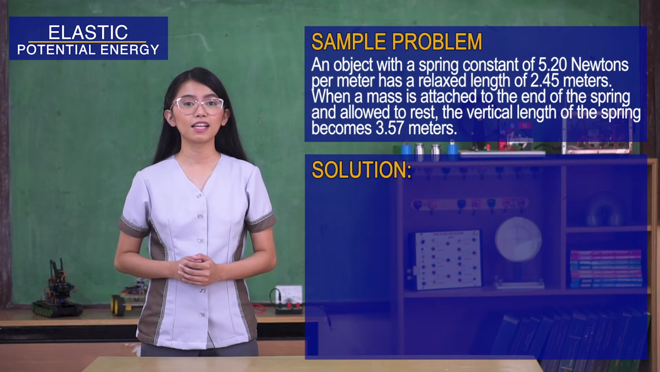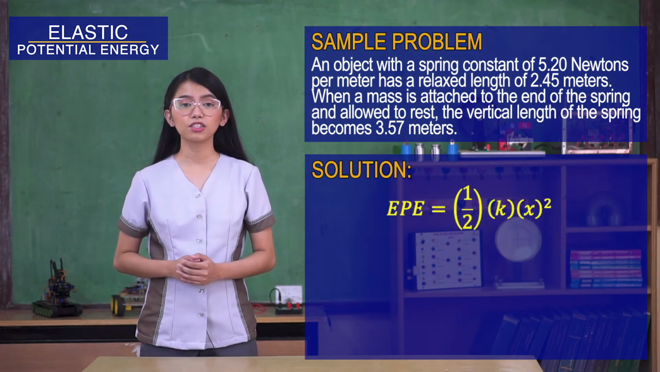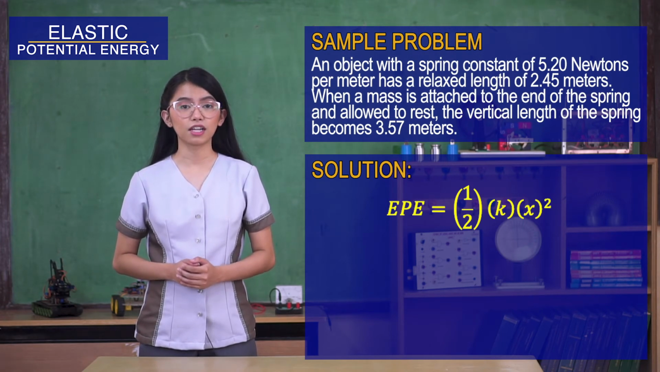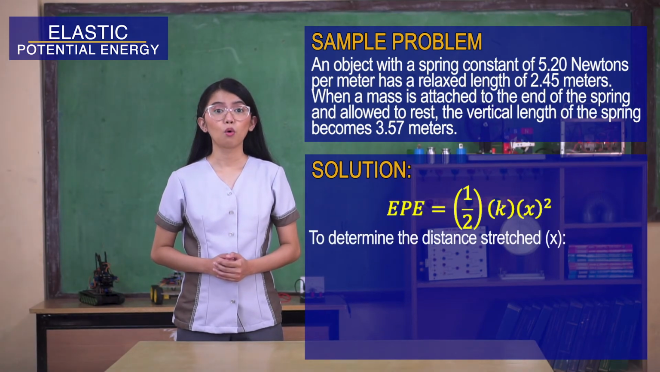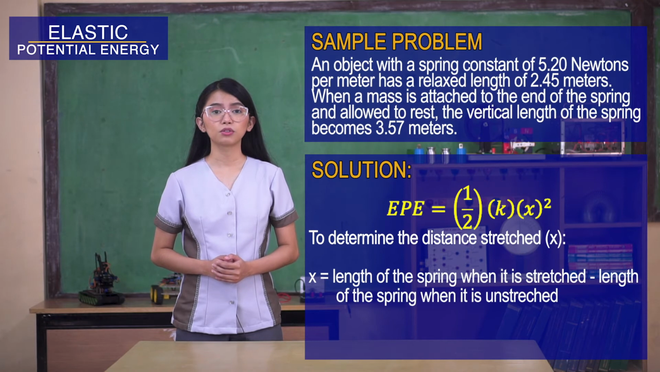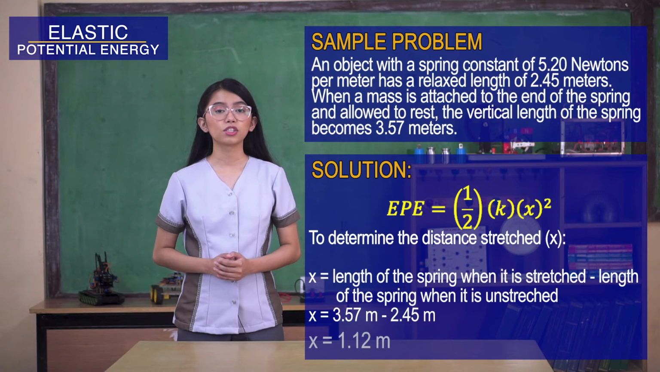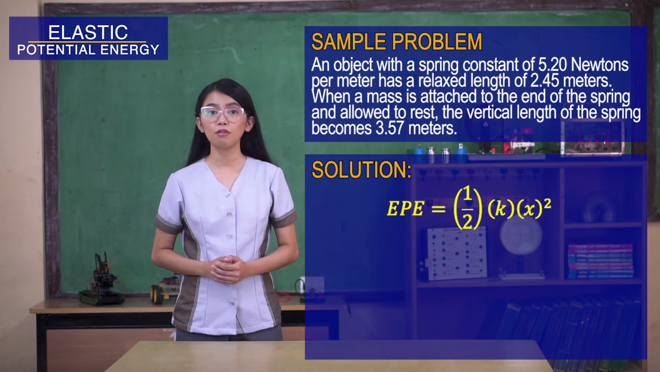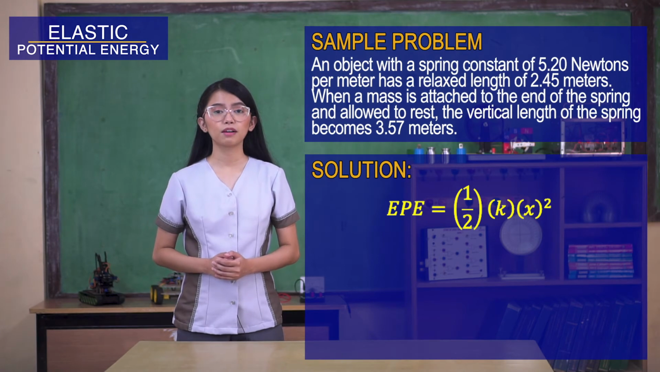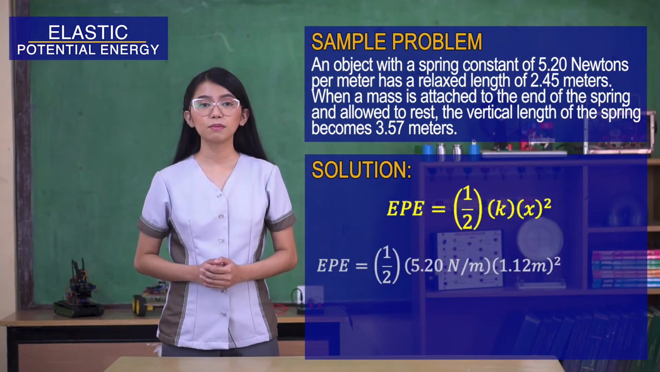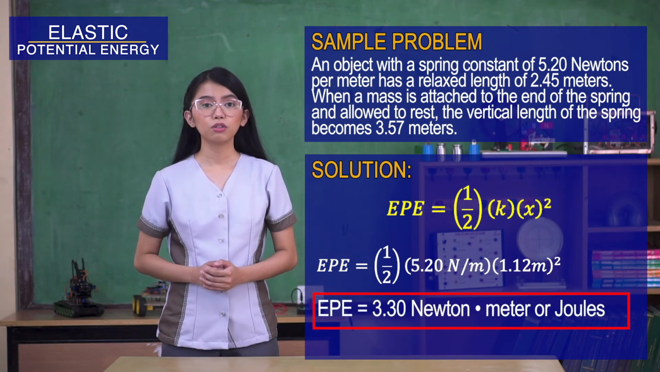Let's use the formula for elastic potential energy, which is elastic potential energy equals 1/2 multiplied by spring constant and the distance compressed or stretched. To determine the distance stretched, we will subtract the length of the spring when it is stretched to the length of the spring when it is unstretched. In this example, we will subtract 2.45 meters from 3.57 meters, which is equal to 1.12 meters. Now, let us substitute the given values to the formula for elastic potential energy. Elastic potential energy equals 1/2 times 5.2 newtons per meter times 1.12 meters squared, which is equal to 3.3 newton meter or joules.